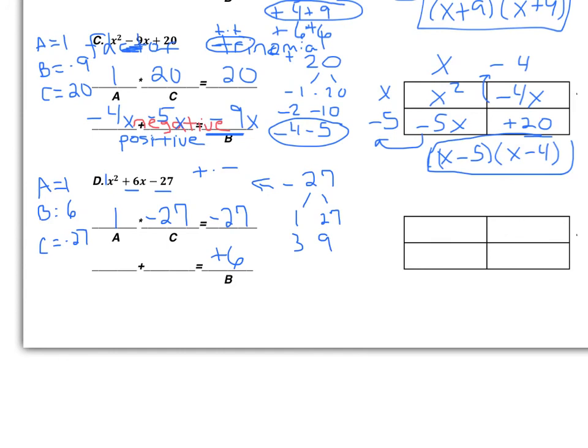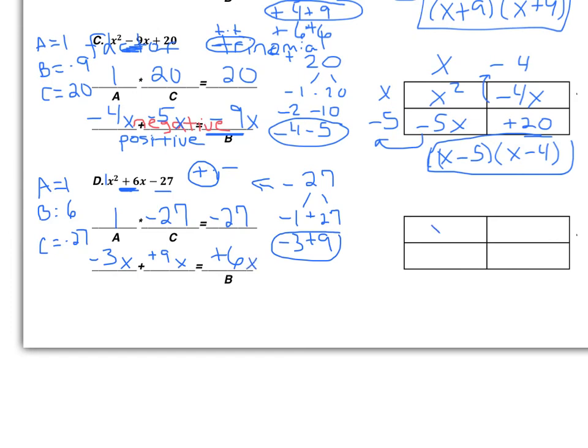In step 4, it says if it is a negative AC, then we take the sign of our b value, which is positive, and that is the bigger number. So this is a positive 27 and a negative 1, a positive 9 and a negative 3. Of those two combinations, negative 3 and 9 make a positive 6. So we have negative 3 and positive 9, and those are x terms that add up to 6x.